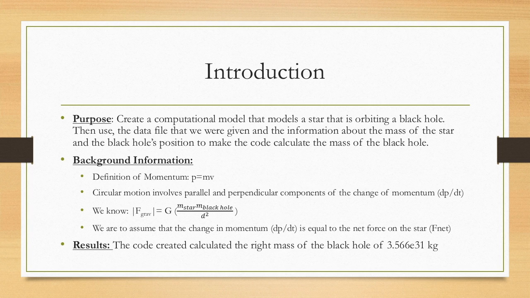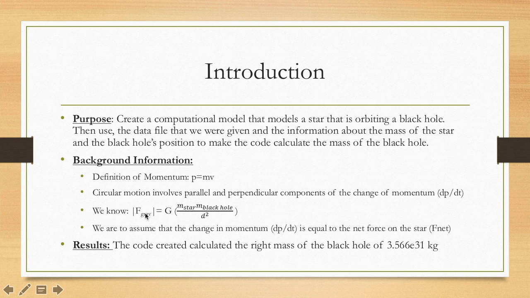The purpose of this lab was to create a computational model of a star that is orbiting a black hole, then use the data file of the position versus time of the star that we were given and the information about the mass of the star and the black hole's position to make the code calculate the mass of the black hole. We know that momentum is equal to mass times velocity, that circular motion involves both parallel and perpendicular components of the change of momentum, dp dt.